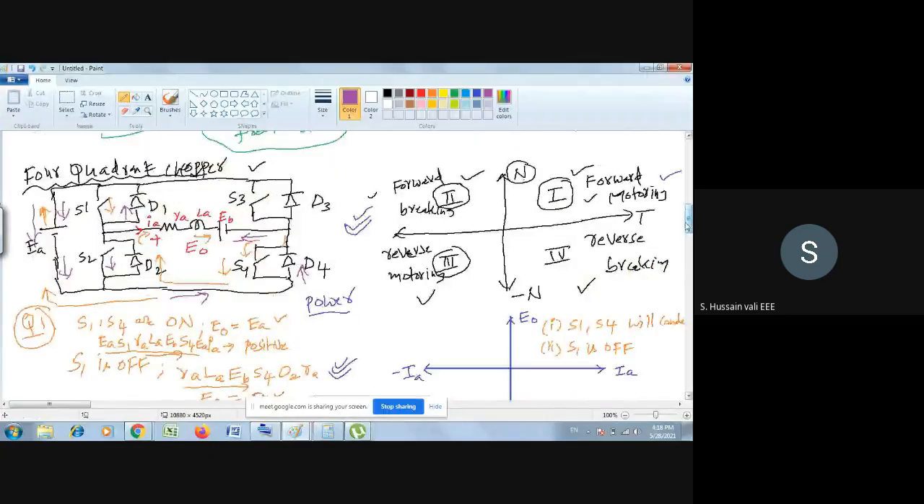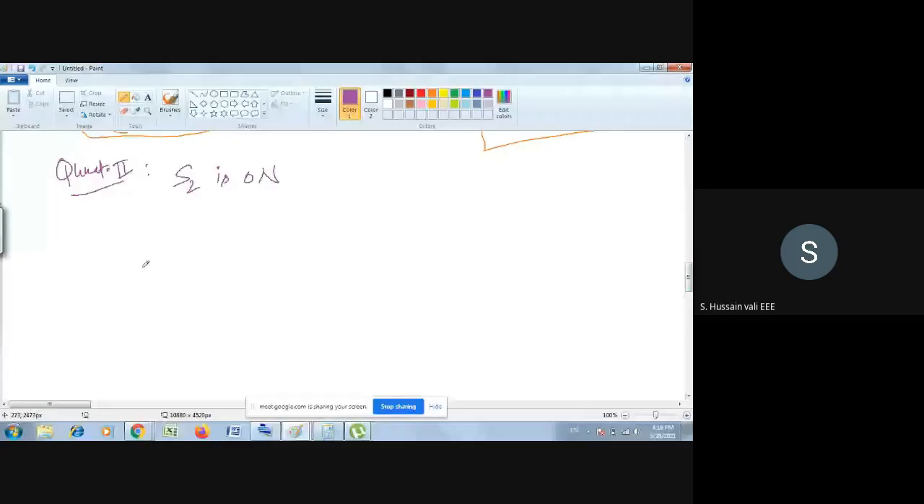So when you turn on S2, what is the closed path? I will say here now. What is the closed path when you turn on S2? S2 is here. So RA, LA, EB, and here I think you have D4. D4 is there. So I will show you the closed path now.